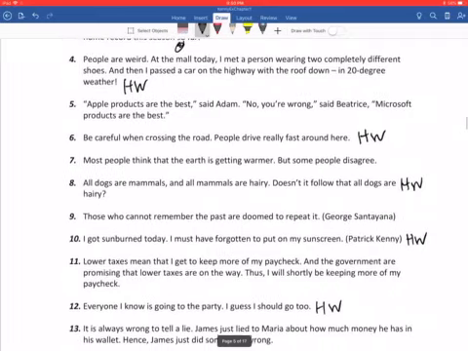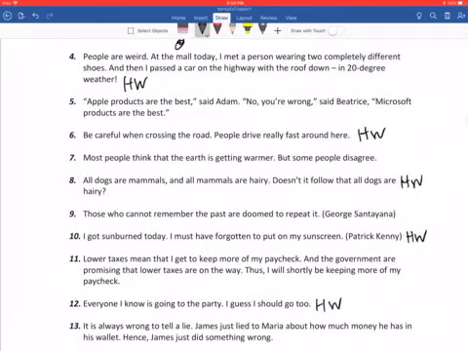Number 5, "Apple products are the best," said Adam. "No, you're wrong," said Beatrice. "Microsoft products are the best." Now, this is an argument in a certain sense of the word argument, right? Disagreement. But it's not an argument in the sense we're interested in, because there are no reasons given for conclusions. There are 2 conclusions here, right? Adam says Apple are best. Beatrice says Microsoft are best. But again, there are no reasons given for either of those conclusions. So that's not an argument.